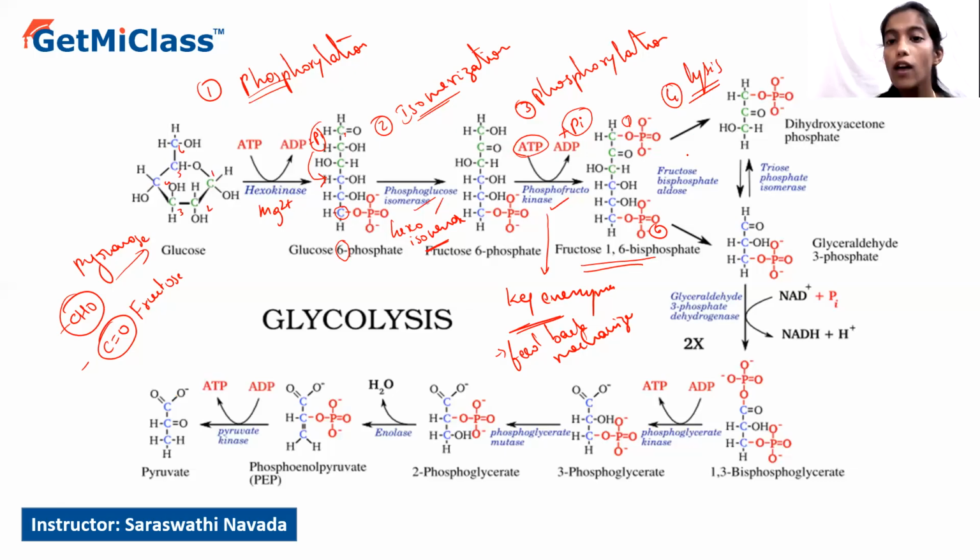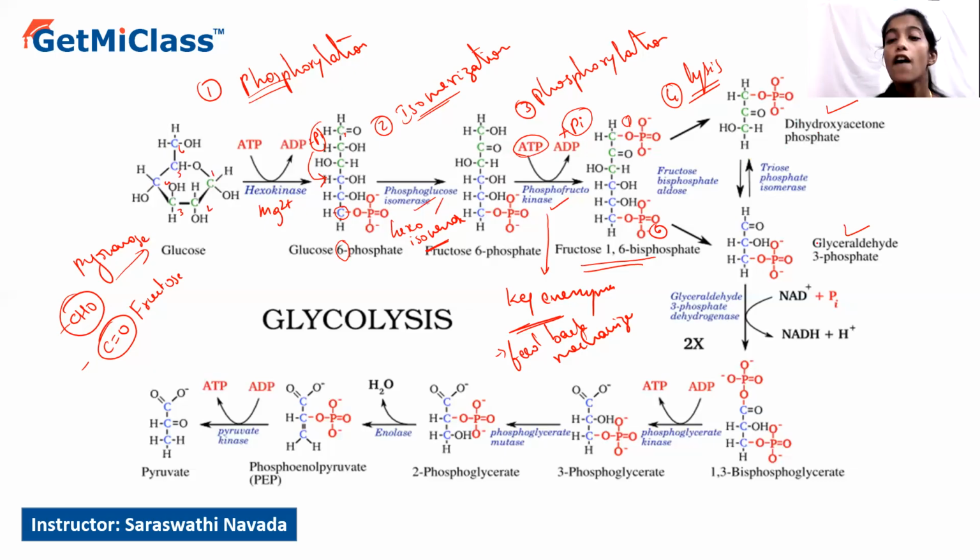So in this fourth step, fructose 1,6-bisphosphate will be split into 2 molecules of 3-carbon sugars: one is called dihydroxyacetone phosphate and the other is glyceraldehyde 3-phosphate. So these two triose sugars are again isomers of each other. As we have glucose and fructose as functional isomers, similarly dihydroxyacetone phosphate and glyceraldehyde 3-phosphate, both of these are functional isomers of each other.